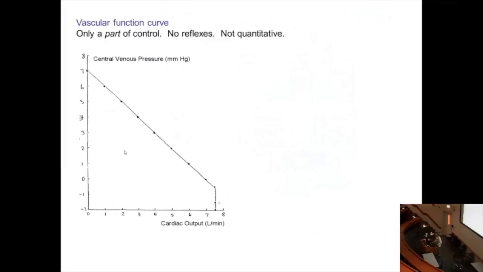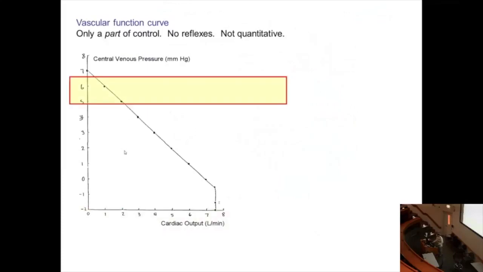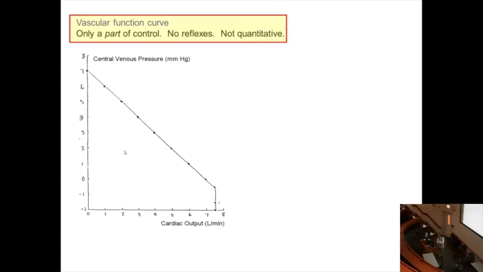So, do recognize, and I have highlighted it here, the vascular function curve is only a part of the control in terms of the cardiovascular system. And the reason I say that, and it's the same thing really with pretty much everything that we talk about, the only way to understand the cardiovascular system is break it up into its individual parts and talk about each part individually, okay? Because it's really, really complicated. So all we can do is talk about the factors that influence it. This is one factor that influences.